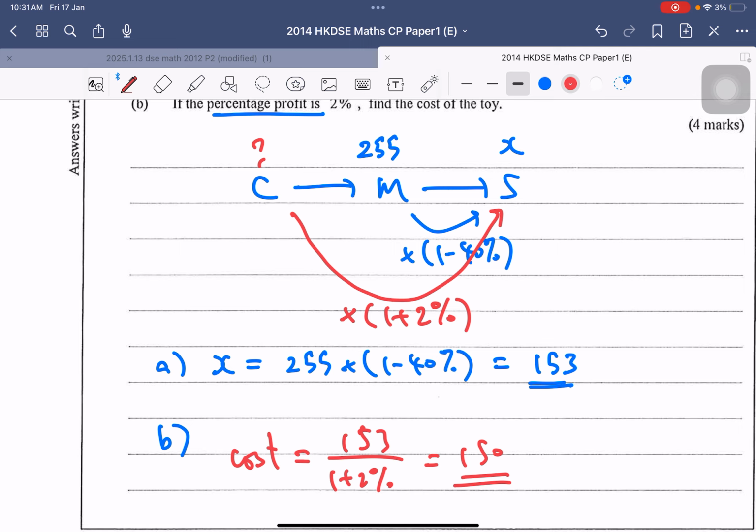But this year's last question is extremely hard. It combines probability with geometric sequence. But that's the only year they combined them together. So it's okay.